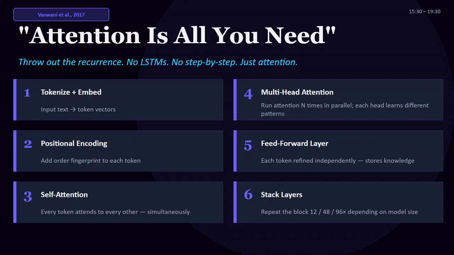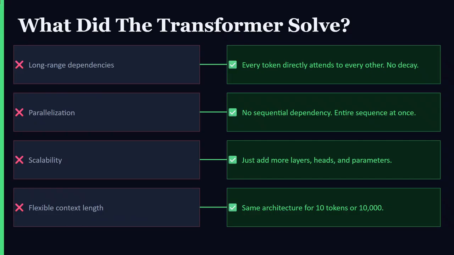But well, what problems did this transformer solve, right? Back to our question one. Well, it solved a lot of problems like long range dependencies. Now, every token can attend to every other token directly. Parallelization, no sequential dependency. The whole sequence is processed at once. Then, scalability. You can keep adding layers, heads, and parameters to this. And finally, flexible context. The architecture remains the same whether your input is 10 tokens or 10,000 tokens. This is why we went from decent translation models to the latest GPT, BERT, Gemini models in about 6 years.